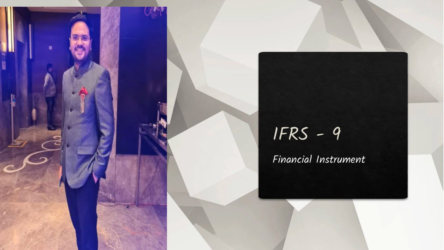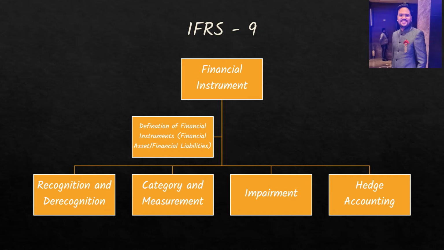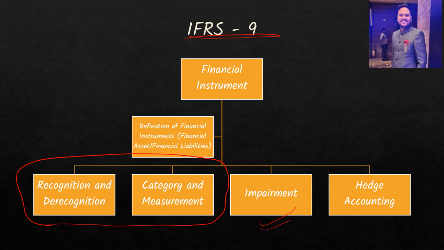Hi everyone. In this video, you will be learning about what is a financial instrument and the outline of IFRS 9. So let's get started. IFRS 9 talks about accounting, that is recognition and measurement of financial instruments, impairment of financial instruments, and hedge accounting.